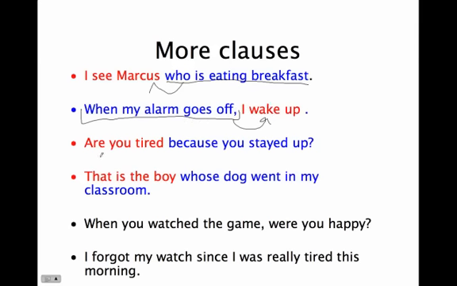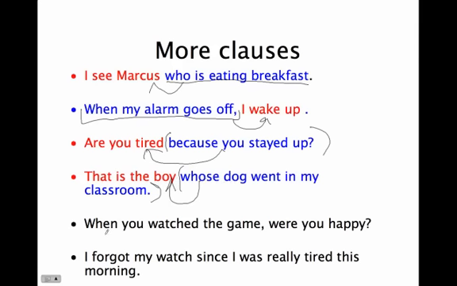Are you tired because you stayed up? So because you stayed up explains why you're tired. And so this is going to be the dependent. This is the main clause. That is the boy whose dog went in my classroom. So that is the boy is your main clause. Whose dog went in my classroom? That tells us something about the boy here. So that's going to be your dependent clause.